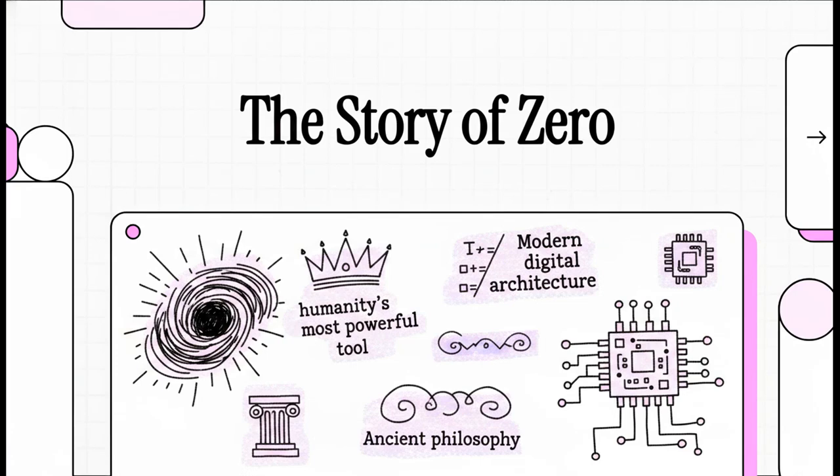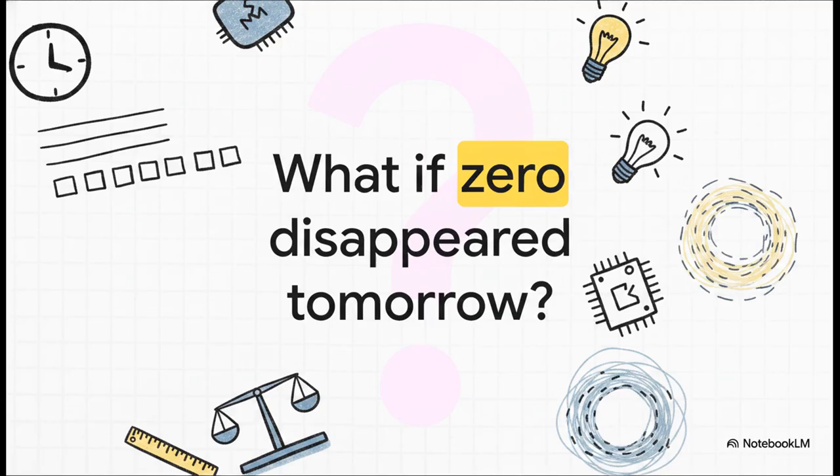Welcome to this explainer. We're going to dive right into something truly mind-bending today, the story of zero. I mean, how exactly did a symbol representing literally absolutely nothing become one of the greatest, most powerful tools in human history? To put this into perspective, just imagine this with me for a second.